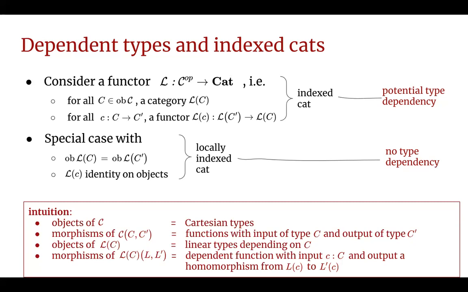The objects in L of C are linear types that potentially depend on C. So in our case, they're going to be commutative monoids that depend on the set C. So families of commutative monoids indexed by the set C, or in the case that we don't consider coproducts, they're just going to be a fixed commutative monoid. They're going to be a constant family. The morphisms in L from L to L prime in L of C are going to be functions that take an input C that is just a regular functional input, and then a second input which needs to be a homomorphism. Okay, so that's the intuition here.